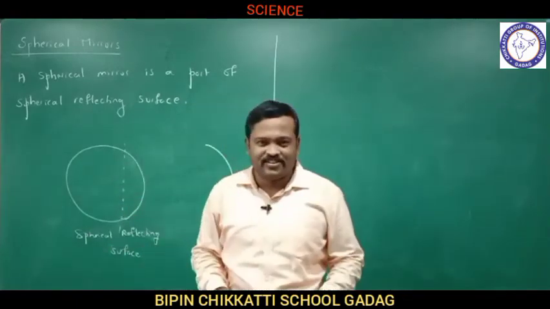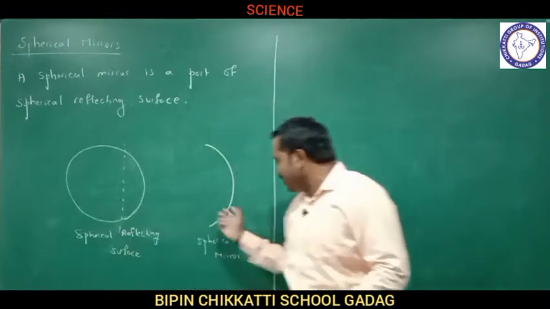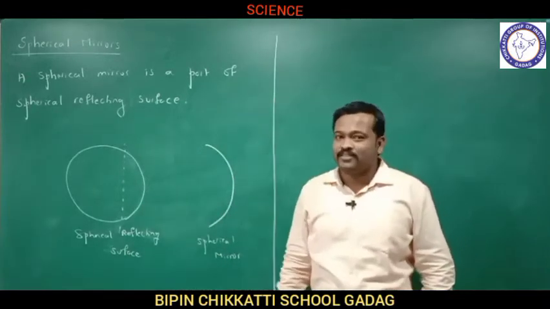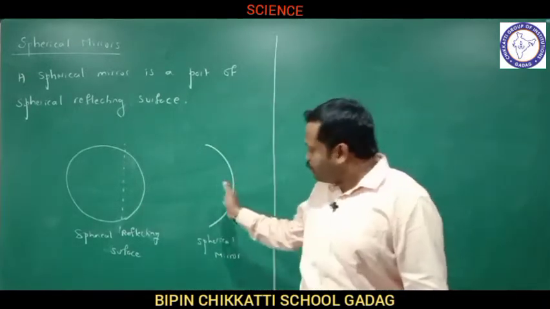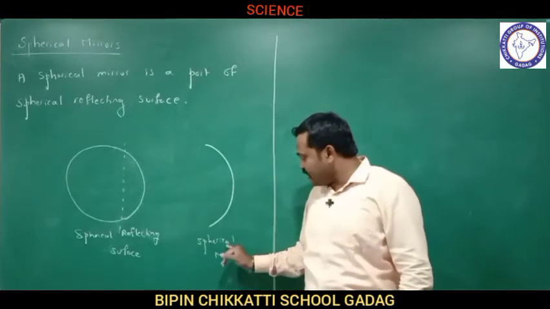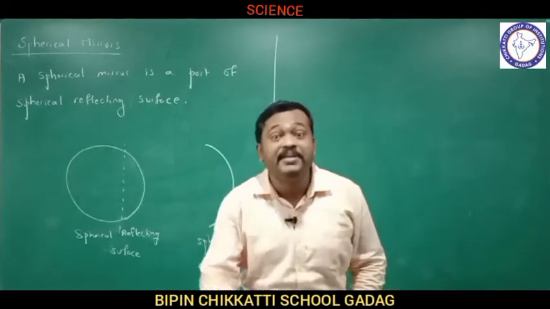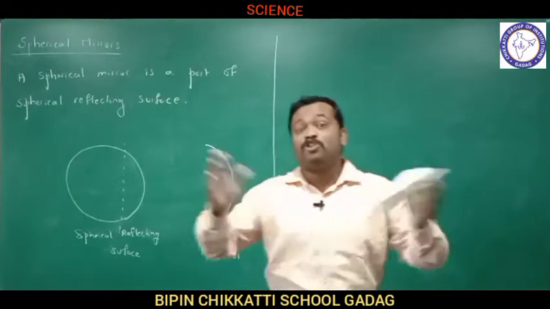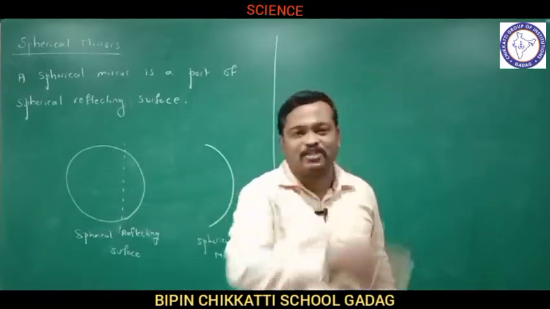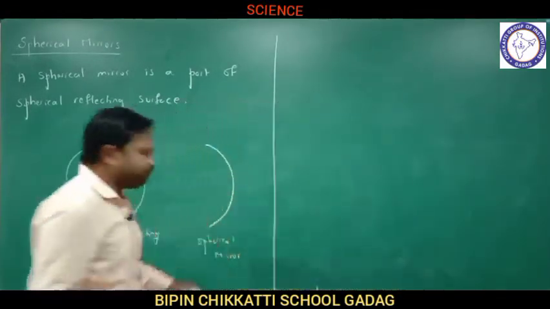Let me consider like this now, right? And if you cut it, you will get a mirror, and that mirror is called a spherical mirror, since it is a part of a spherical reflecting surface. These kinds of mirrors are not full spheres. It is a part of the sphere, and that is why the name is spherical, right?